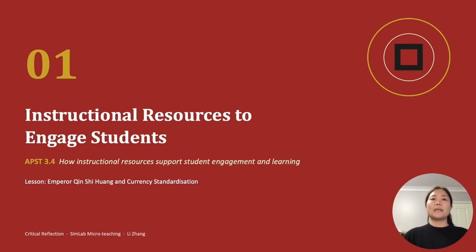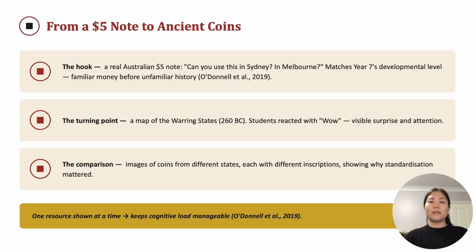In my same lab lesson, I taught about Emperor Qin Shi Huangdi and standardizing currency. My focus was beneficial by making one type of coin for all of China. First, I held up a real $5 note. I asked students whether they can use this at Coles or Woolworths in Perth, in Sydney, or in Melbourne. This got them thinking about money before I said anything about ancient China.